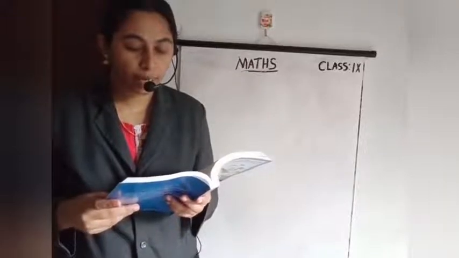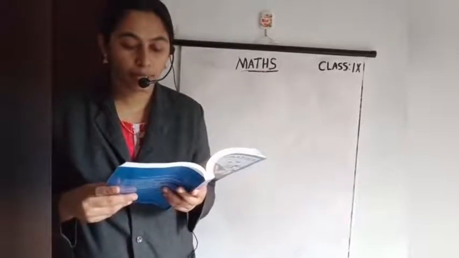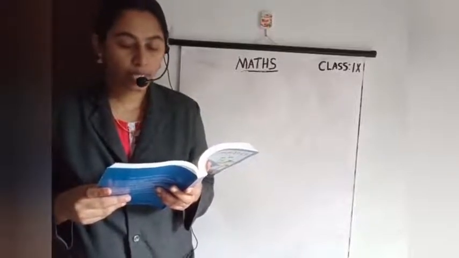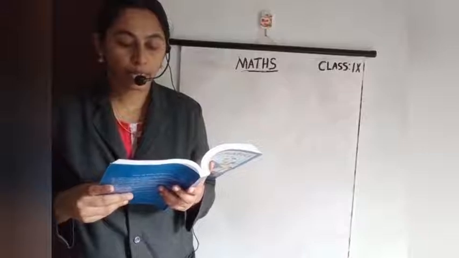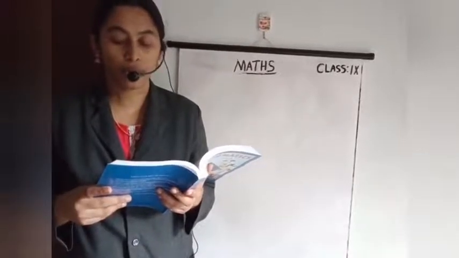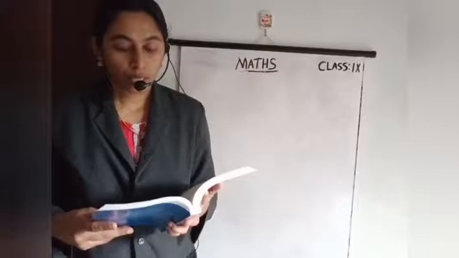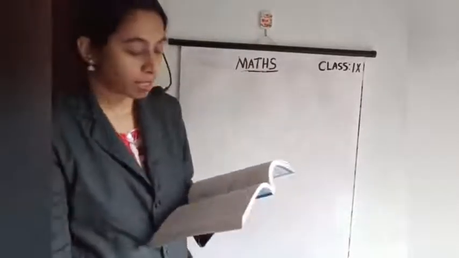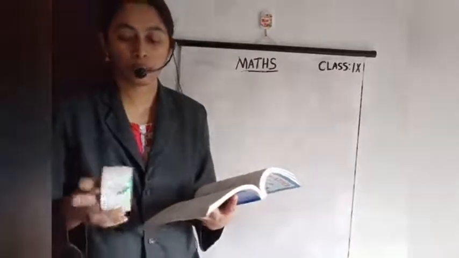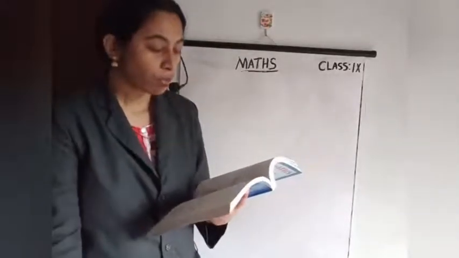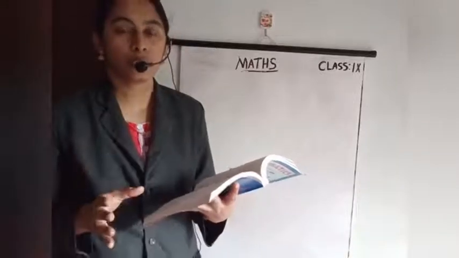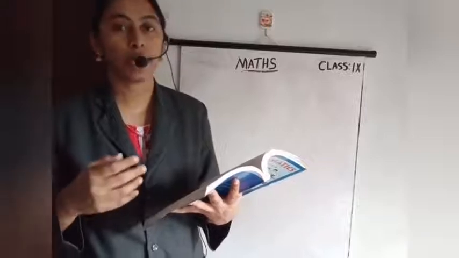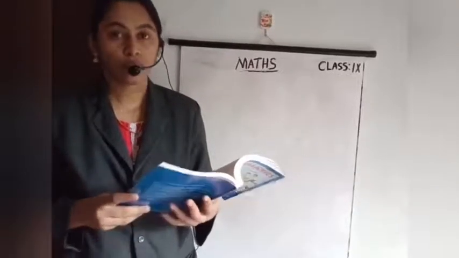Next question 5. A cylindrical pillar is 50 centimeter in diameter and 3.5 meter in height. Find the cost of painting the curved surface of the pillar at the rate of rupees 12.50 per meter square. So here we need to find the total cost for painting the curved surface. First find the curved surface area of the pillar and multiply with 12.50, we get the total cost. So this is for homework.